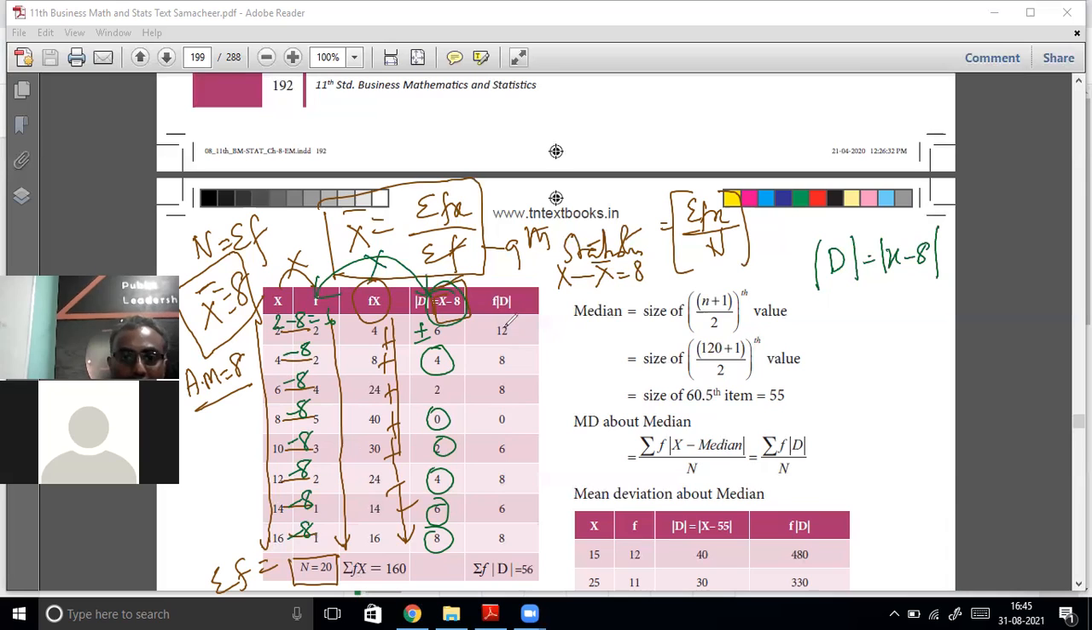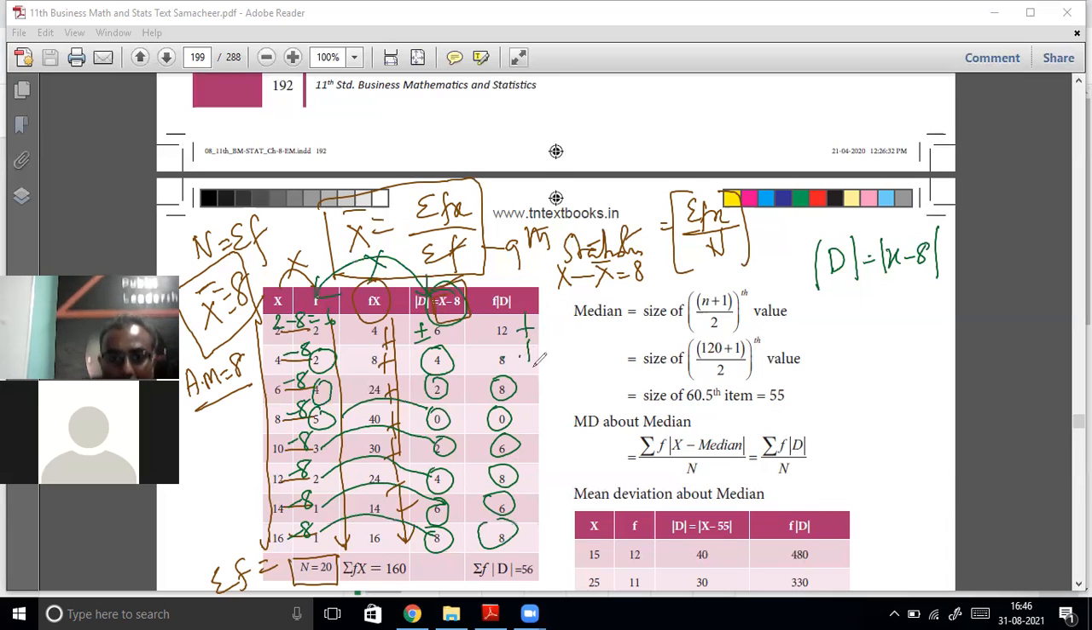2 into 6 is 12. 2 into 4 is 8. 4 into 2 is 8. 5 into 0 is 0. 3 into 2 is 6. 2 into 4, 8. 1 into 6, 6. 1 into 8, 8. Now you calculate the sum of all of this. It comes to 56. Sigma fd is 56.